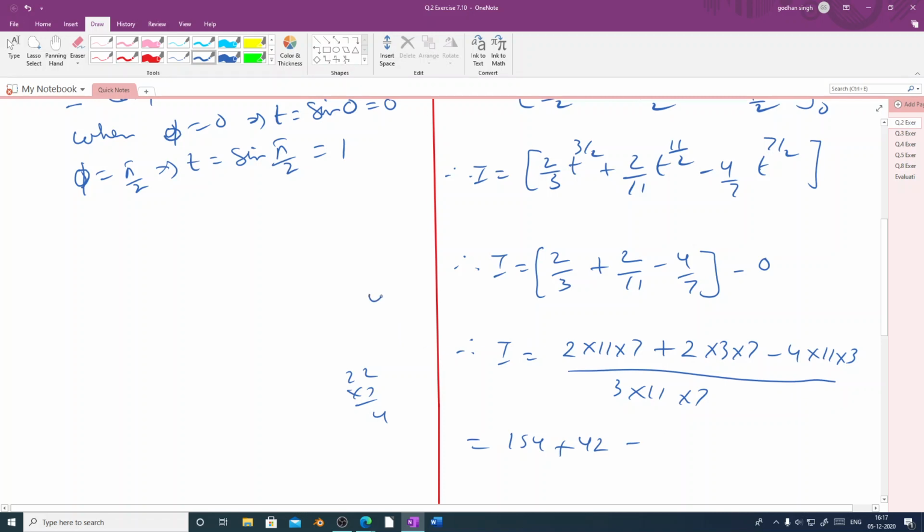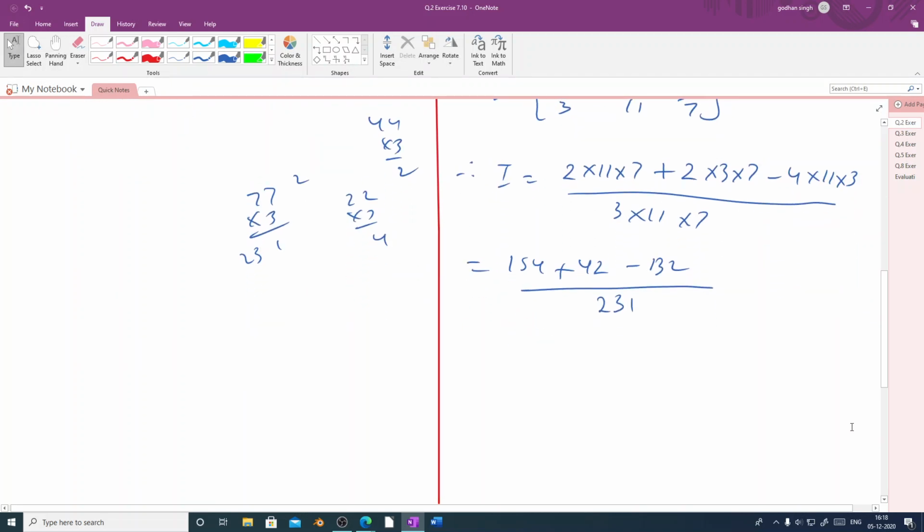44 into 3, that is 12, 1 carried over, 132. Over here we will be getting 77 into 3, that is 21, 2 carried over 21, so that is 231.